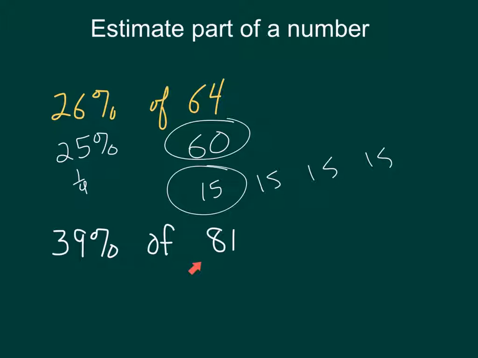In this problem down here below, 39% of 81, here again, I'm going to change this to 40%, because 40% I know is the same as 4/10. Now this 81 here, I'm going to look at that as 80. And now, when I'm dealing with tenths, that's pretty easy, because I'm dividing by 10. So 80 divided by 10 is going to be 8. So in 1/10, there's going to be 8. Now in 4/10, that's 4 times 8, would be 32. So a good estimate for this, 39% of 81, would be 32.